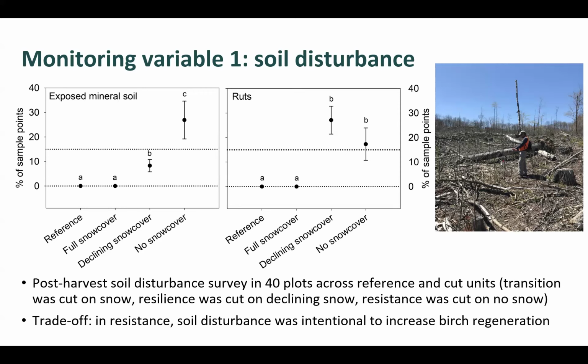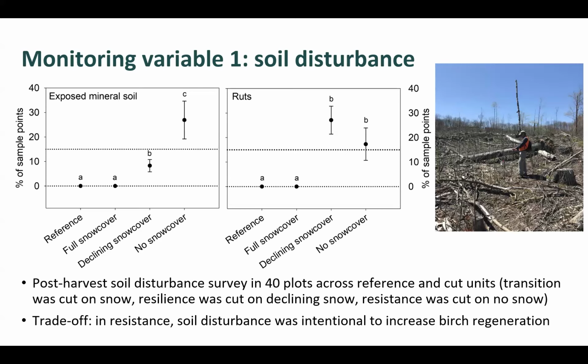So in terms of soil disturbance, we used a protocol quite similar to the Forest Service Forest Soil Disturbance Monitoring, or FSDMP protocol. And we conducted a 1-day survey of about 40 plots across reference and cutting units. We looked at a certain number of sample points for every plot and were able to tally the percentage of sample points, in other words, the percentage of the total area that was affected by a couple different types of disturbance.